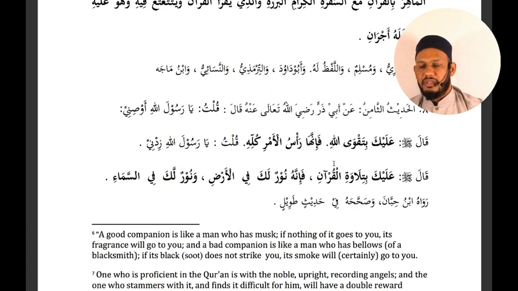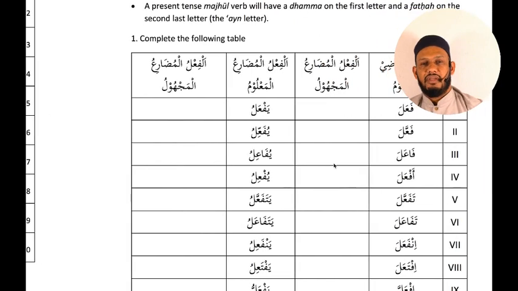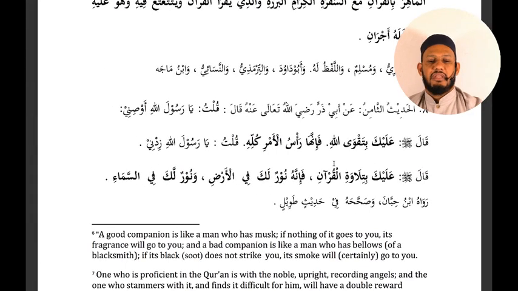Again, فإنها رأس الأمر كله. From memory, فإنها رأس الأمر كله. From the beginning, يا رسول الله أوصني.